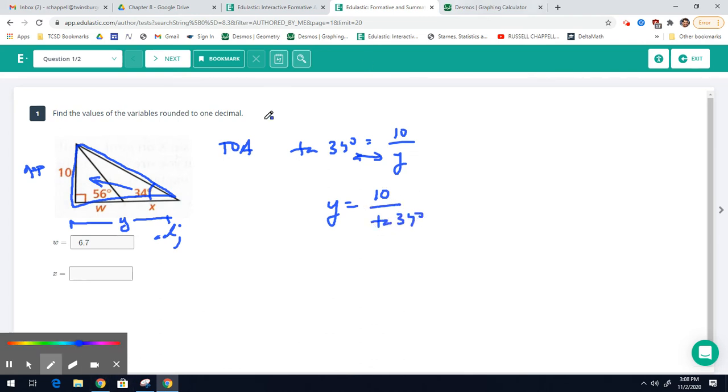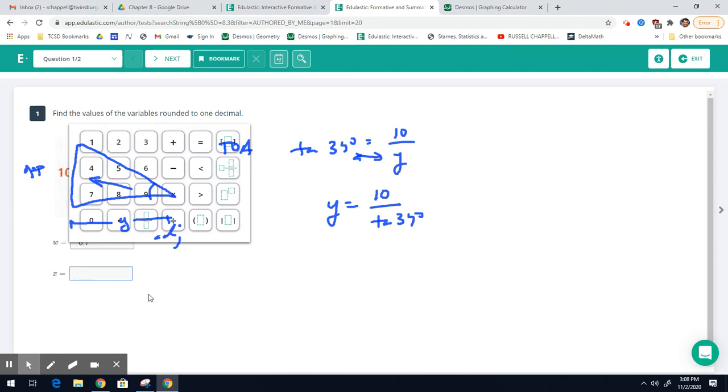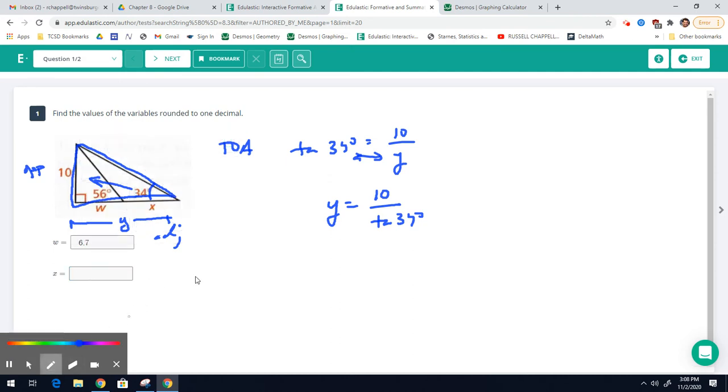And we'll type that into Desmos graphing calculator. So you can actually just change it up here. And that's 14.82. The 2 leaves the 8 alone. So that would be 14.8. But that's your Y.